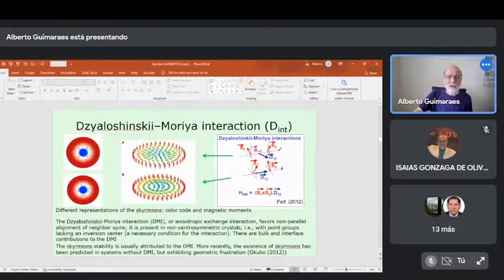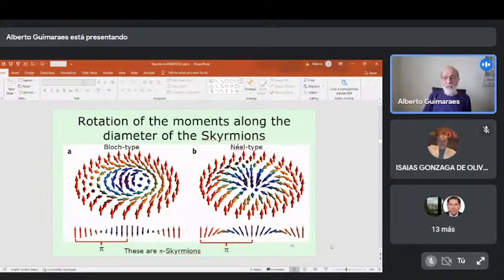The Dzyaloshinskii-Moriya interaction is present in non-centrosymmetric crystals, i.e. crystals that lack an inversion center, and also in the surface where there is a discontinuity. Recently, it was shown that when there is geometric frustration, skyrmions may also be produced. Okay, now going back to the representation of magnetic moments.